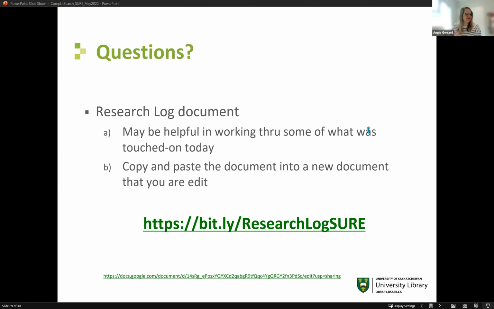be like, okay, now what? So it doesn't cover everything, but maybe it helps you to think about some of those key things to think about while you're going through the process.